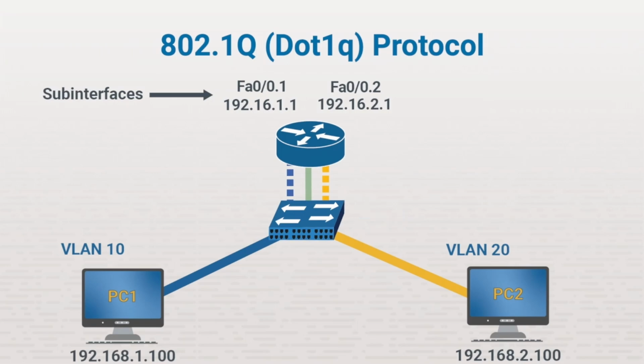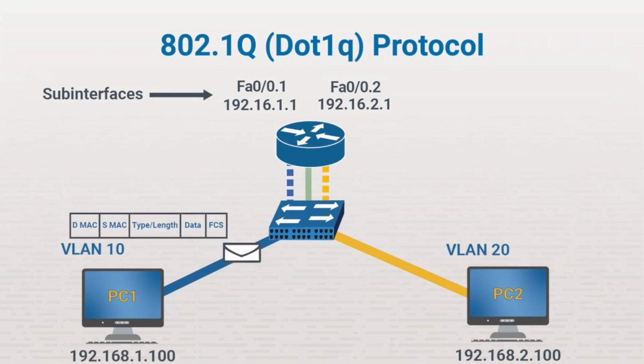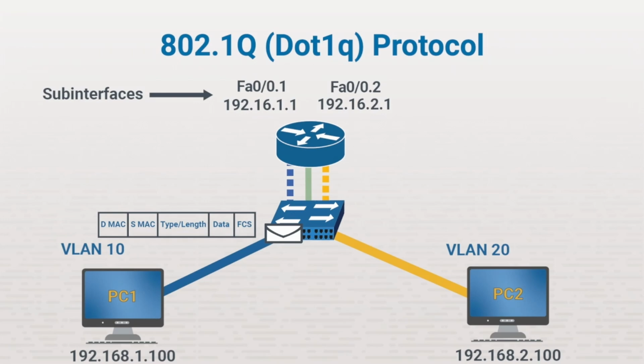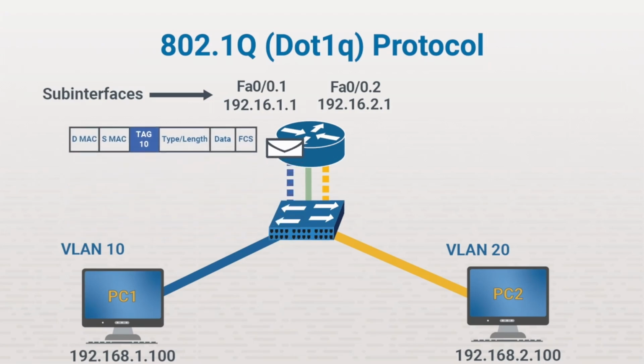To see how this all works, let's look at a simplified example. Suppose that PC1 needs to send data to PC2. Since our PCs don't know anything about tagging or routing, the frames they send are just normal Ethernet frames. When the frame reaches the switch, it uses dot1q protocol to insert the tag, which among other things contains the VLAN ID, indicating where the frame came from. The frame is then sent to the router.